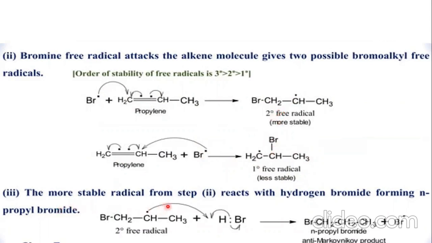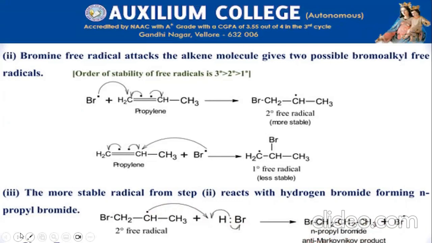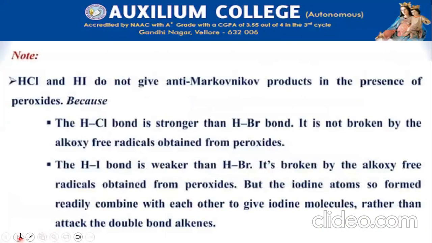The more stable free radical formed in step 2 reacts with hydrogen bromide. Here you can see the dot present on the secondary carbon is attacked by this, and it forms n-propyl bromide, which is called the anti-Markovnikov product. So n-propyl bromide, BrCH2CH2CH3, plus Br dot, is formed through anti-Markovnikov addition. So that's all about Markovnikov and anti-Markovnikov addition.